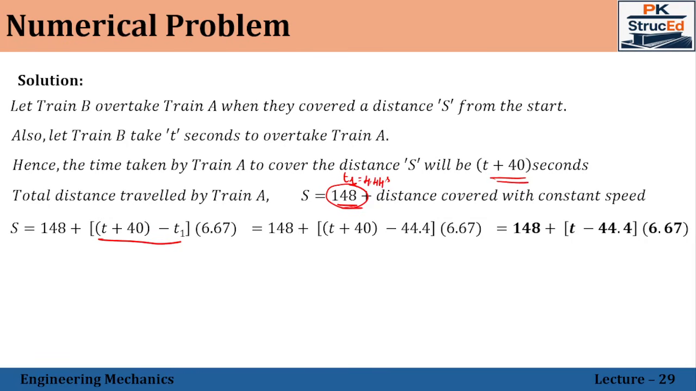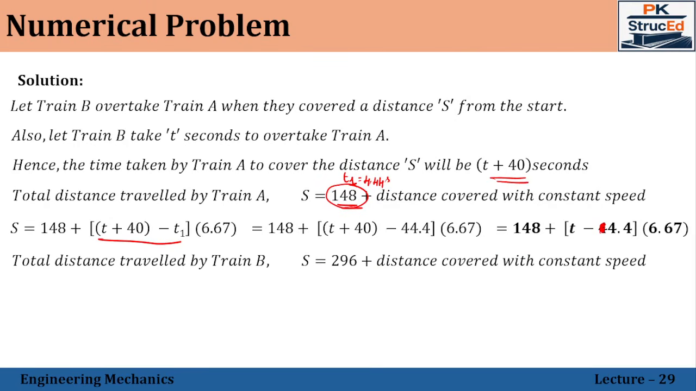into 6.67. Actually, this has to be checked. It's not 44.44. It should be 40 minus 4.44. Therefore, it should be (t minus 4.44) into 6.67.